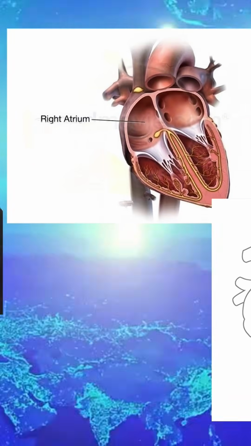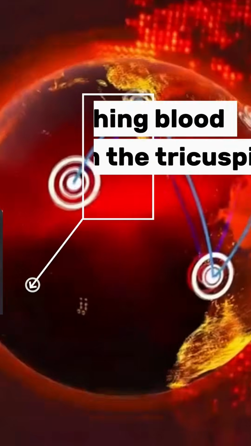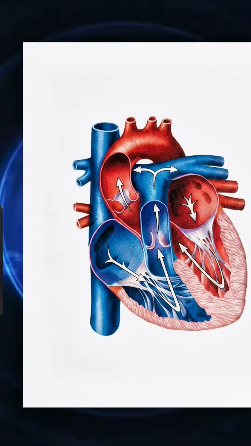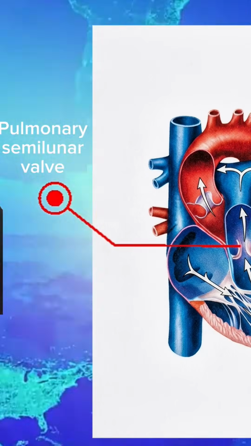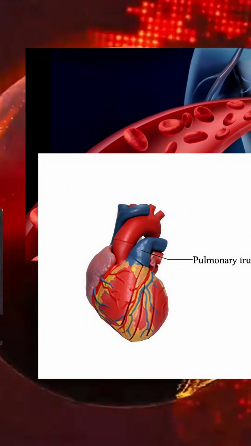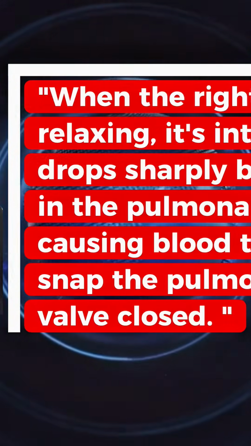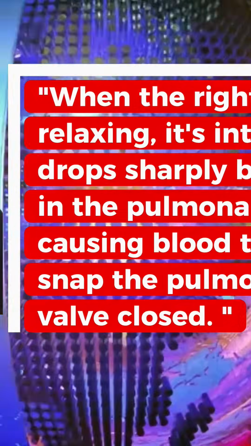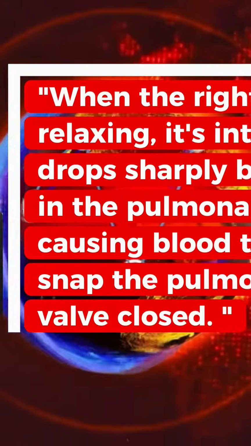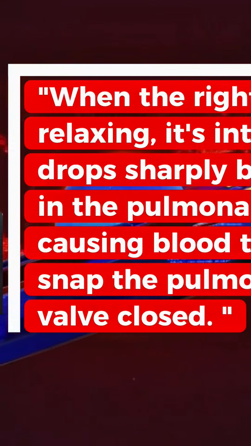Third, once the right atrium contracts, the right ventricle begins to contract too. Why? Because it's pushing blood backward to slam the tricuspid valve shut. As pressure builds inside the right ventricle, the pulmonary semilunar valve is pushed open, allowing blood to stream into the pulmonary trunk. When the right ventricle begins relaxing, its internal pressure drops sharply below the pressure in the pulmonary trunk, causing blood to flow back and snap the pulmonary semilunar valve closed.